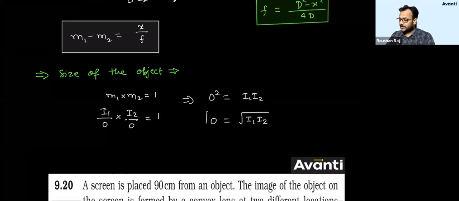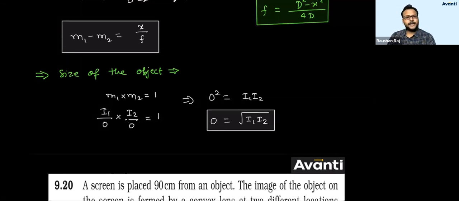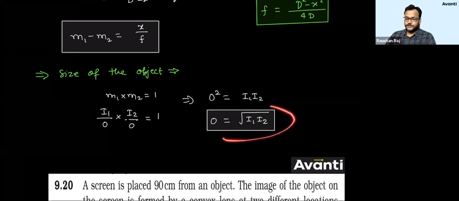ये भी थोड़ा important होता है CET के लिए स्पेशल. नीट में डायरेक्टली इस पे क्वेश्चन नहीं पूछा है, बट CET में पूछा है. What will be the size of object, if size of image is this and this, डायरेक्टली क्वेश्चन पूछ देता है एकदम बेशरम की तरह. उसमें करना क्या है आपको? ये फॉर्मूला यूज करोगे, टिक मारोगे.